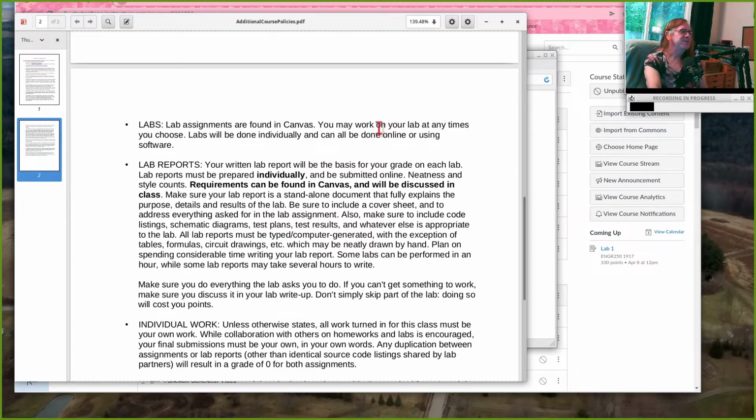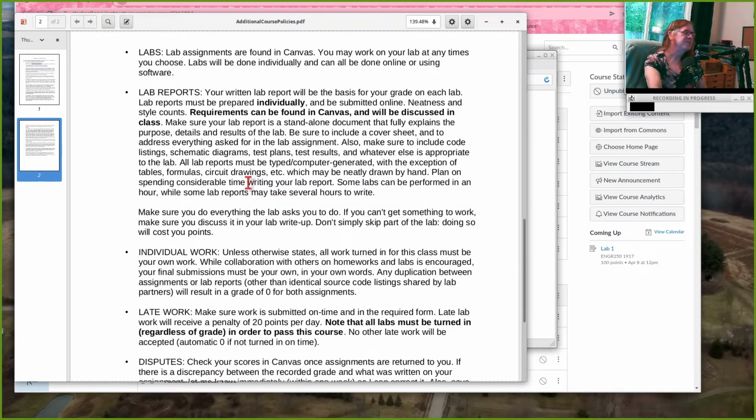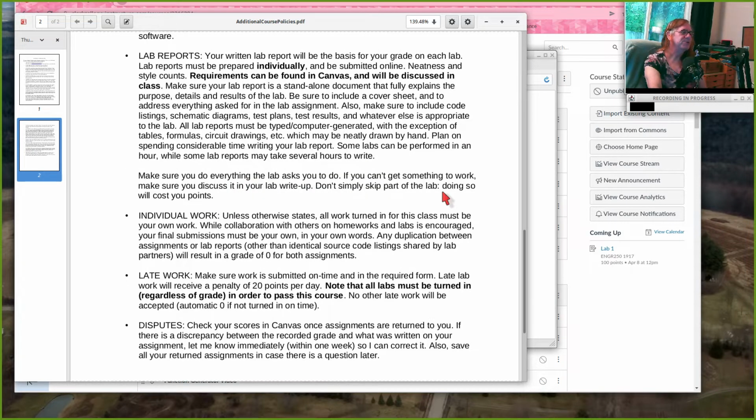All right, lab assignments, there's links to those in Canvas. We'll talk about lab reports in the second half of this morning when we go through the first lab. Lab reports are different from homework. They have different requirements for what you turn in and so on. Individual work, make sure that all the work you do in this course is your own.